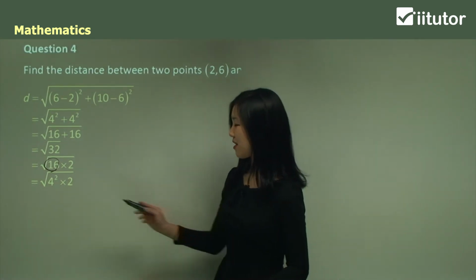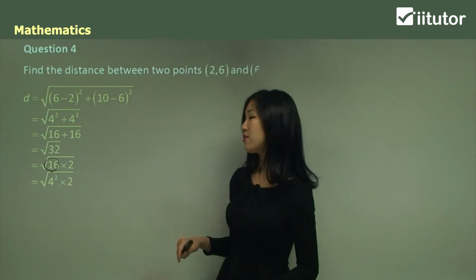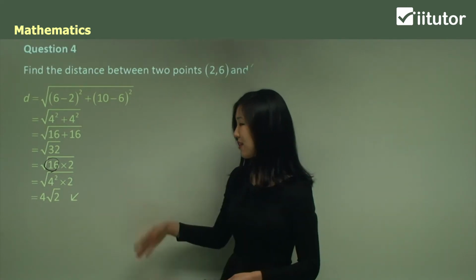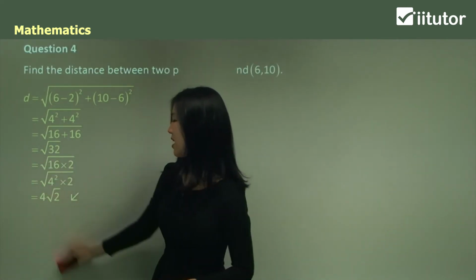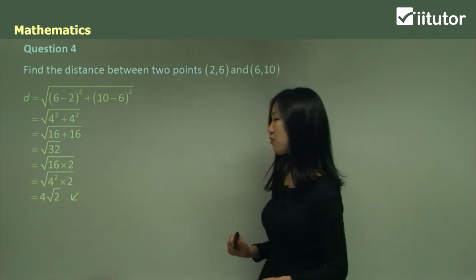So 16 is 4 squared. The 4 is a square number. The 4 can pop out. So it's 4 root 2. Only the 2 remains inside the root, remember? So that's the answer, guys. So again, to be safe, I would put units at the end, but not a big deal. That's just the answer, 4 root 2.